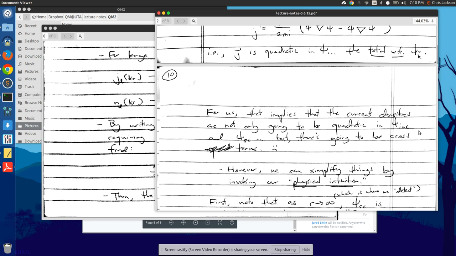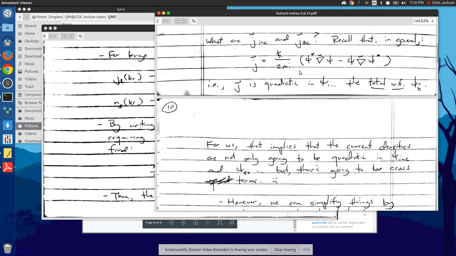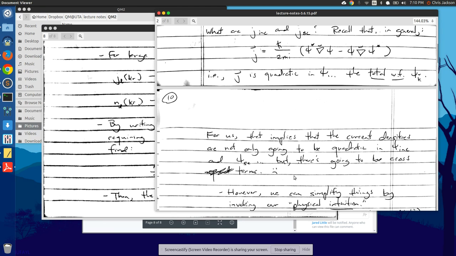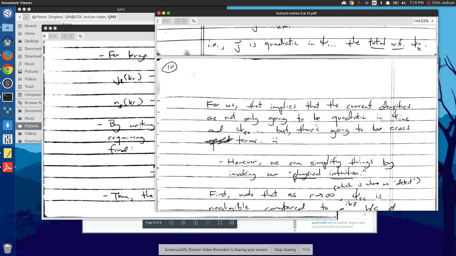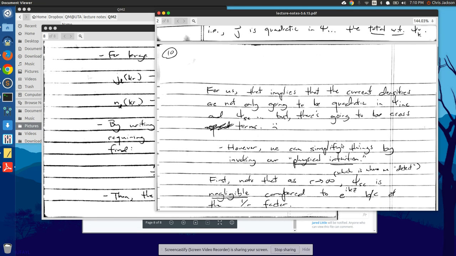But for us, the form of this thing implies a complication. It implies that the current densities are not only going to be quadratic in the incident and the scattered waves, but there are going to be some cross terms, okay? And that would be a mess to deal with, so we can try to simplify things by using our physical intuition.